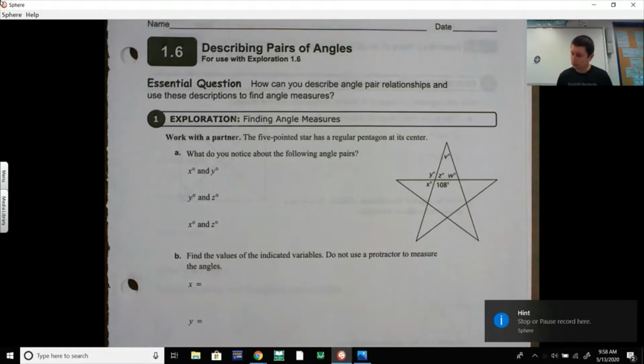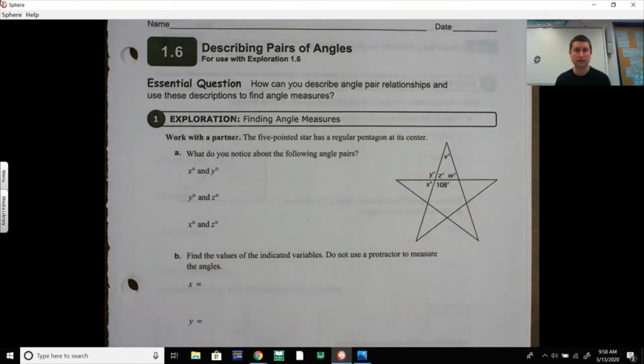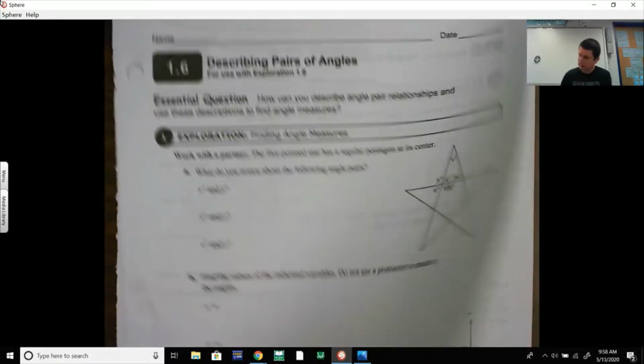So geometry, 1.6, describing pairs of angles. How can you describe angle-pair relationships and use the descriptions to find angle measures? We're going to have some keywords here. We're just going to jump straight in past the exploration. Didn't really like it as much today.